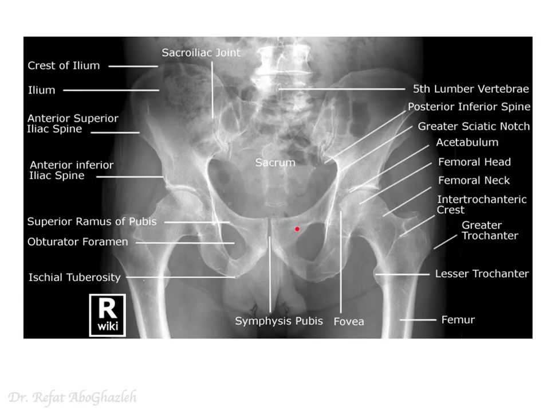This is an X-ray. I think you can have a look and identify different anatomical landmarks that can be seen there. For example, this is the head of femur, and this is the acetabulum, this is the neck, greater trochanter, lesser trochanter, and intertrochanteric crest seen from here, ischial tuberosity, obturator foramen, and so forth.